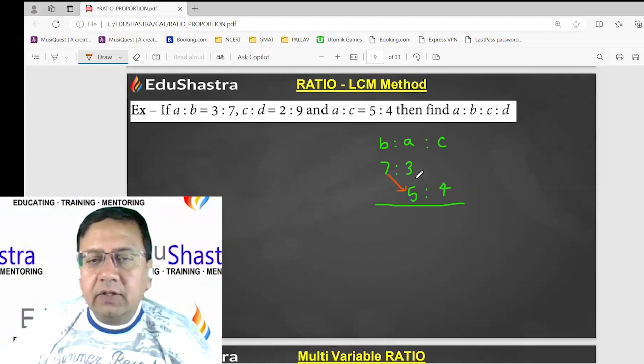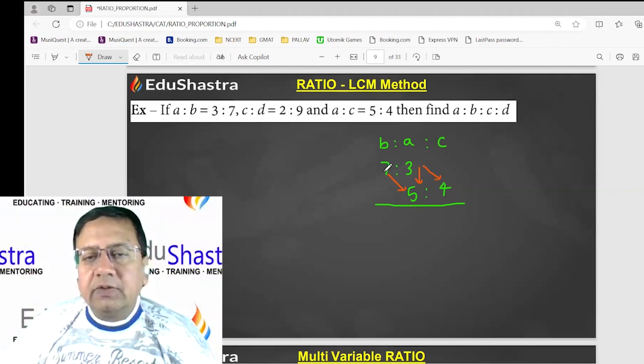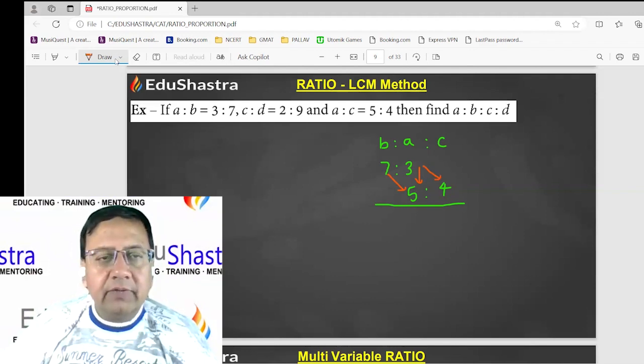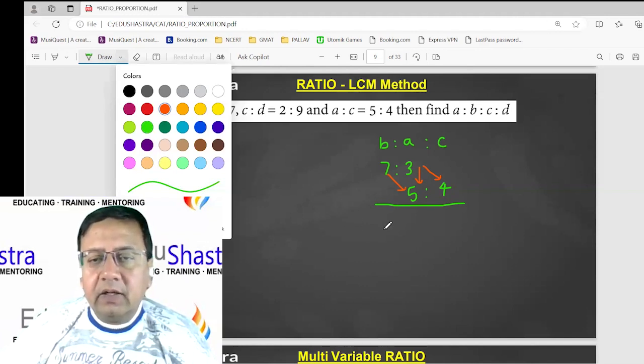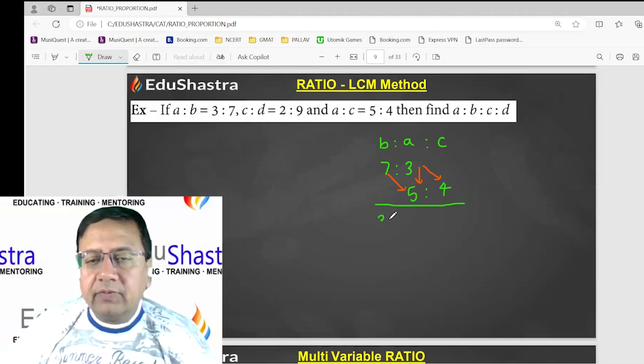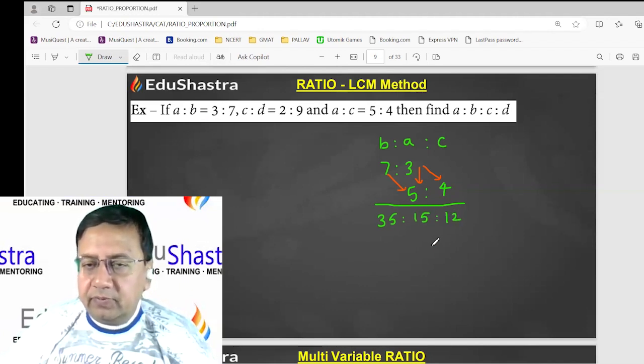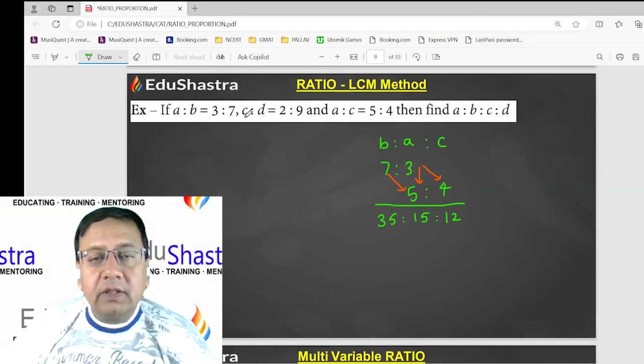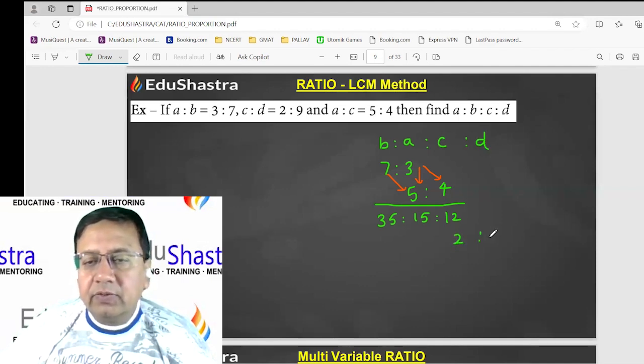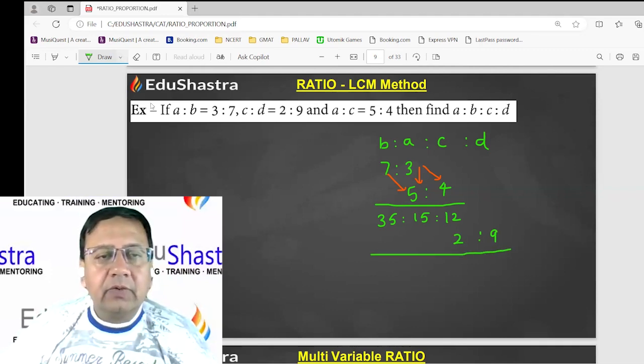Multiply this one, multiply this one, and multiply this one. So 7 into 5 is 35. 3 into 5, 15. 3 into 4, 12. And now what is C is to D? C is to D is 2 is to 9. And I need to calculate this. So now what to do?